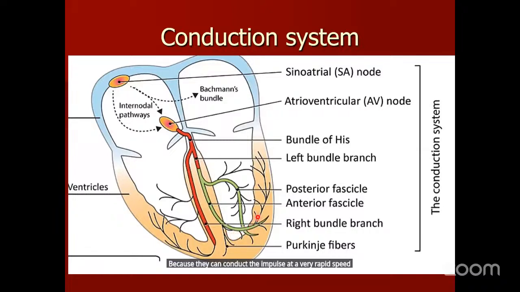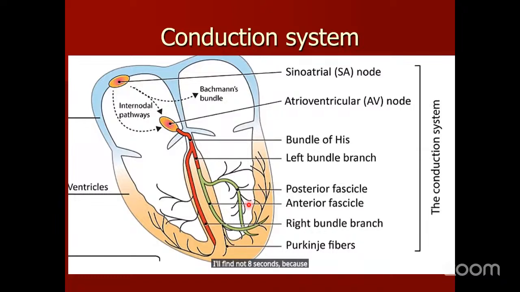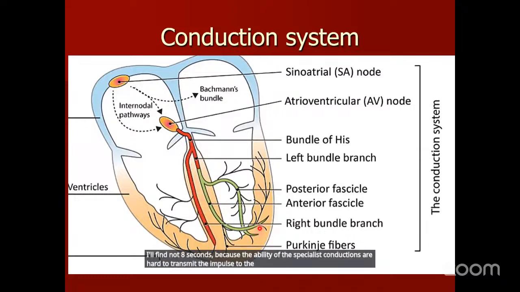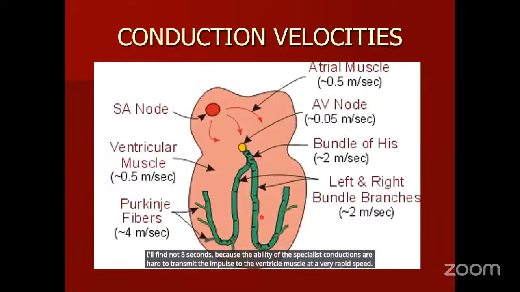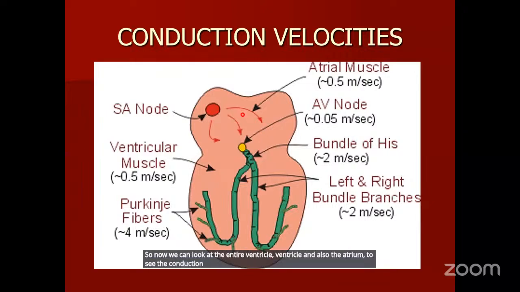And because of that, the entire trillions of ventricular muscle cells can be depolarized in a very short span of time, 0.08 seconds, because of the ability of the specialized conduction system of the heart to transmit the impulse to the ventricular muscle at a very rapid speed. So now we can look at the entire ventricle and also the atrium to see the conduction velocities across each one of these regions.